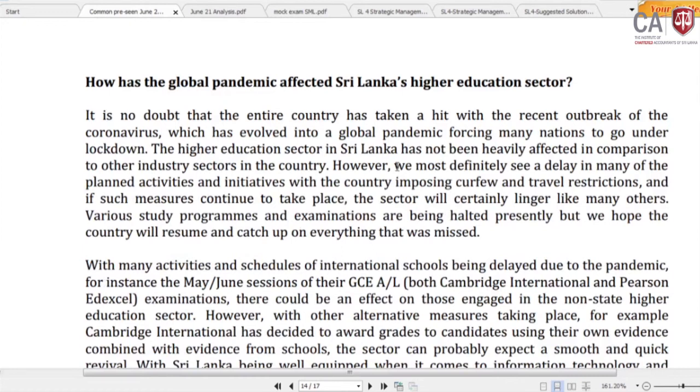Then he is talking about how the global pandemic has affected Sri Lanka's higher education sector. So what happened, COVID-19 affected education in Sri Lanka, but the higher education sector has not been heavily affected compared with the other industry sectors in the country, right. However, you can see some delays. Some of the university exams and study programs have been held up presently, right.